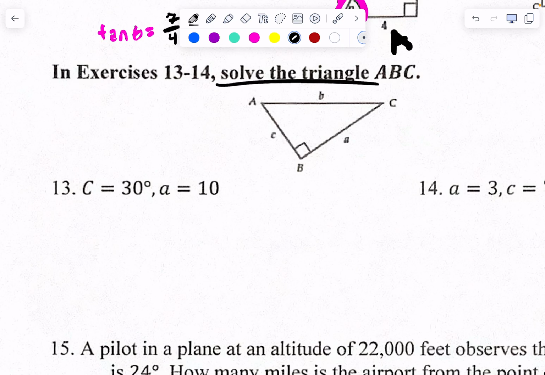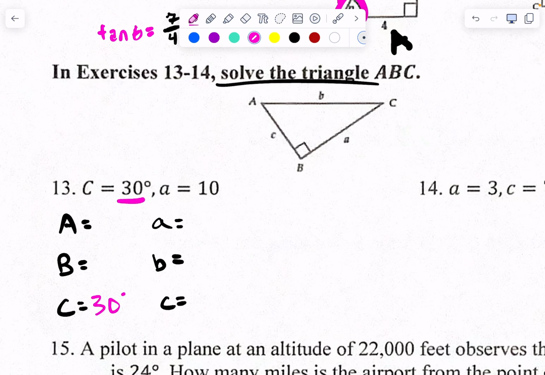When it says solve the triangle, what the heck does that mean? Find every side and every angle. Some of them they give to you, right? They have to give you 3 pieces of information always. But wait, Mrs. Komachu, they only gave me 2. 30 degrees is C and A is 10, but 90 degrees is B. That's what Ethan just said. What is A?